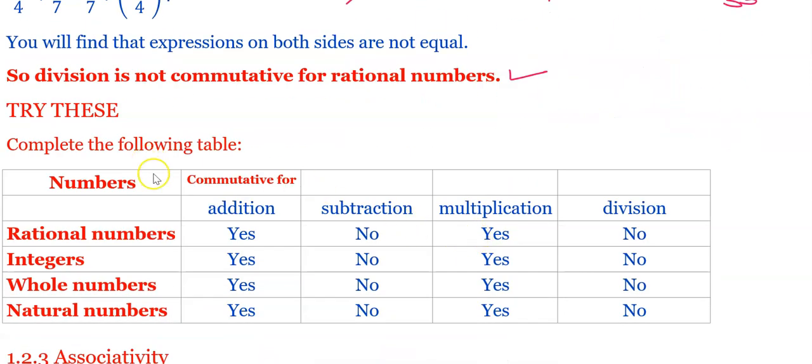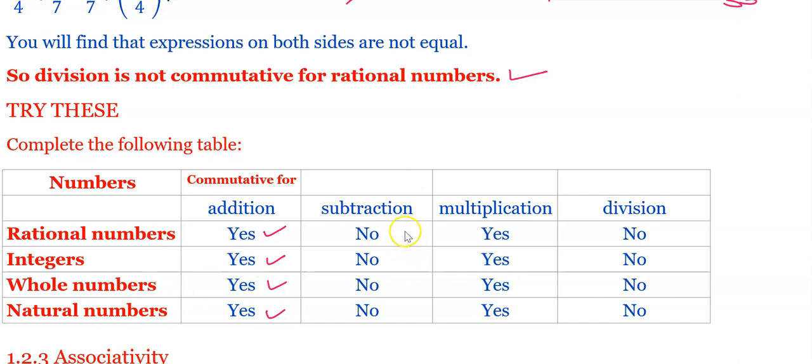Okay. Now we see this table again. Try this. Complete the following table. Numbers: what are the numbers? Rational numbers, integers, whole numbers, natural numbers. Which is the property? Commutative is a property for addition, subtraction, multiplication and division. Now for the rational numbers, integers, whole numbers and natural numbers, addition is commutative. It holds for all these numbers.